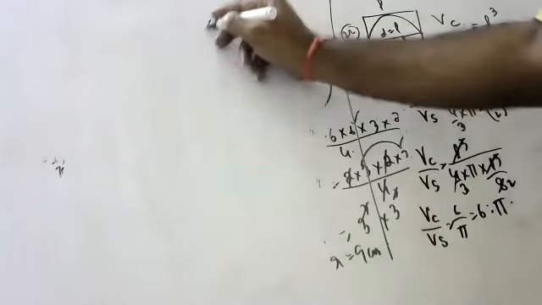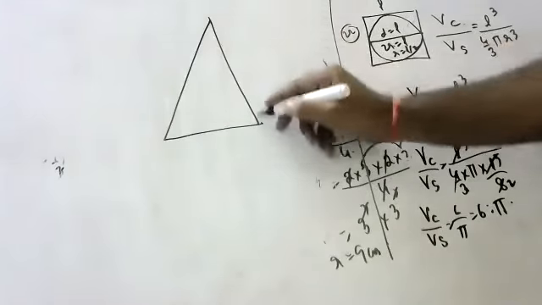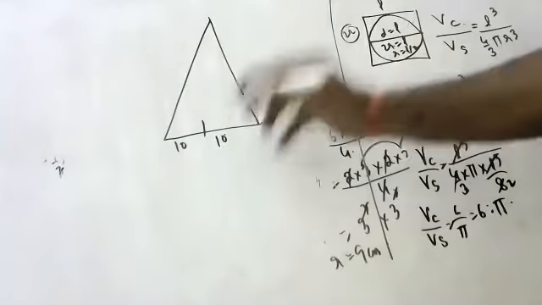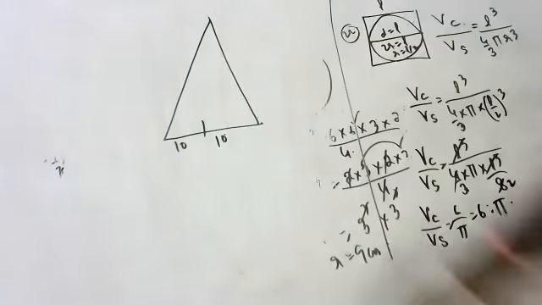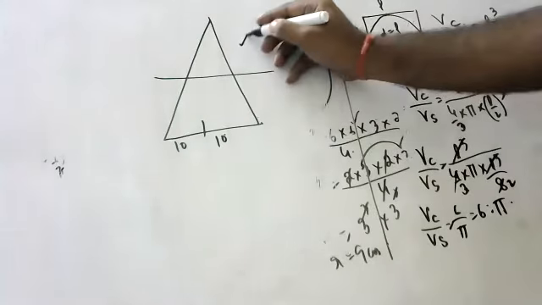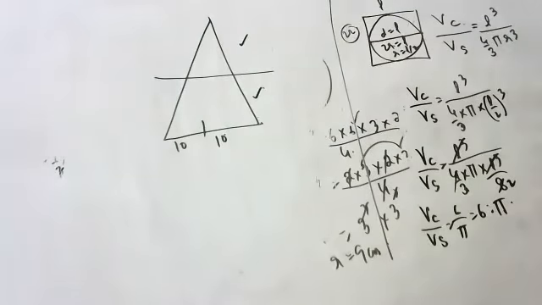Next, children. Pranati, are you there? There's a cone of radius 10 centimeters, divided into two parts. What is the ratio of volumes of the two parts? Volume of this to volume of this.